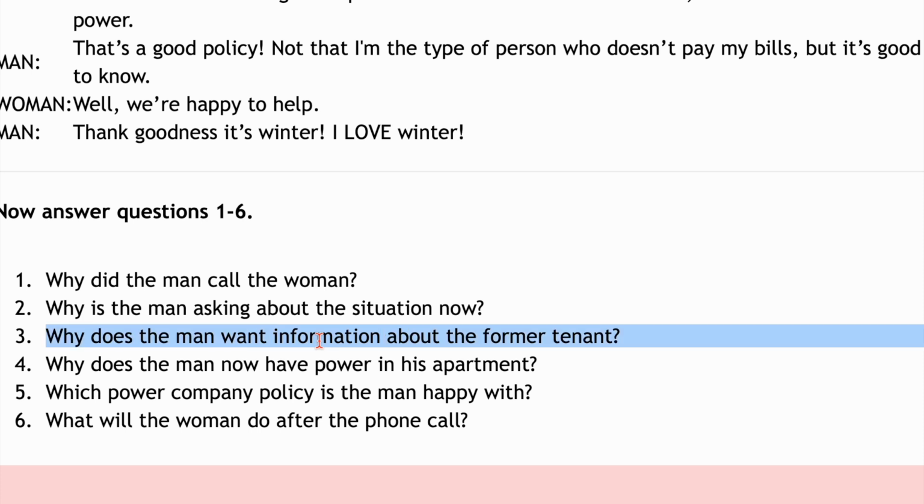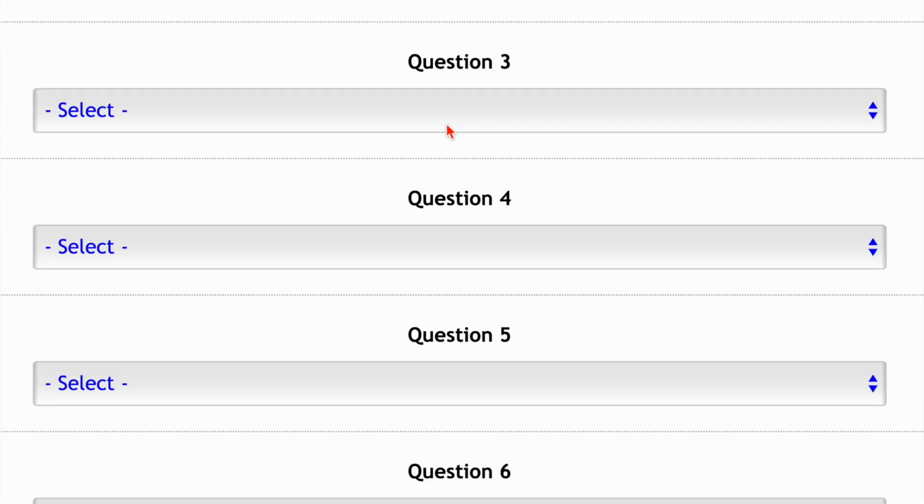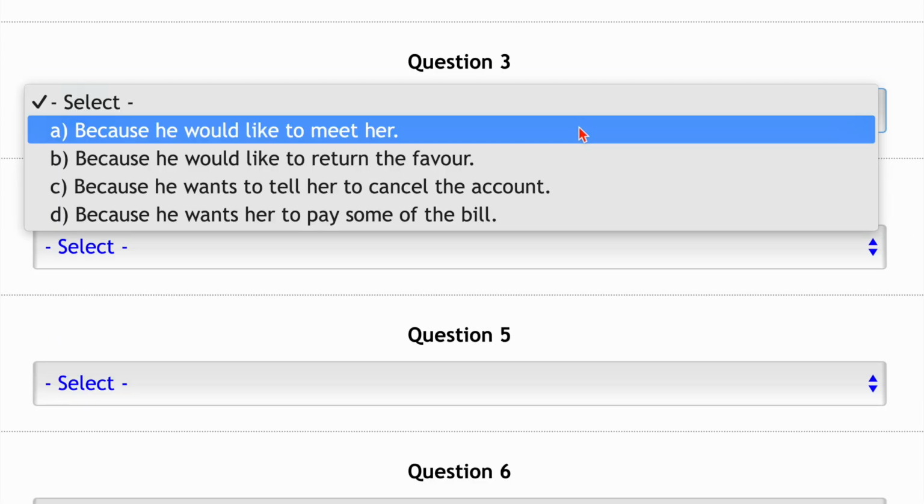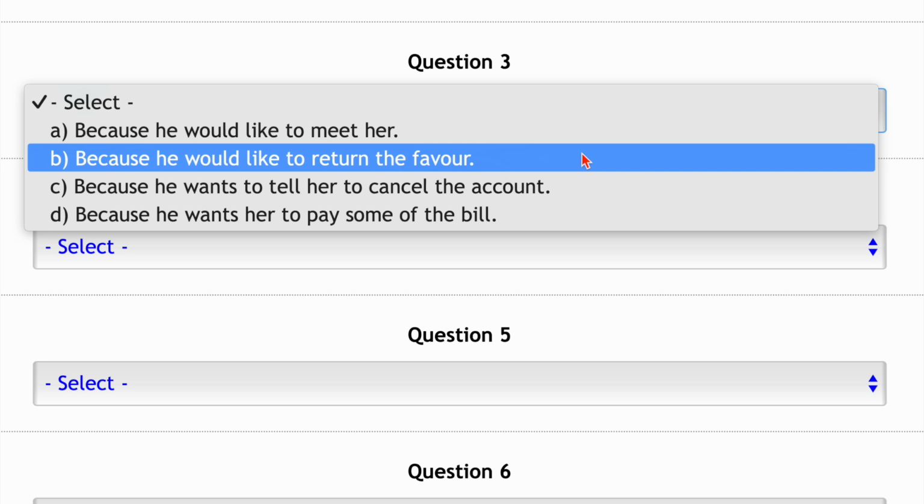Number 3, why does the man want information about the former tenant? The former tenant, the person who lived there before. Okay, why? Because he would like to meet her. I don't think so. They said something about not knowing who it was. Because he would like to return the favor. Return the favor means maybe that person did something good. Someone does something good for you, you want to do something good for that person. So you want to return the favor.